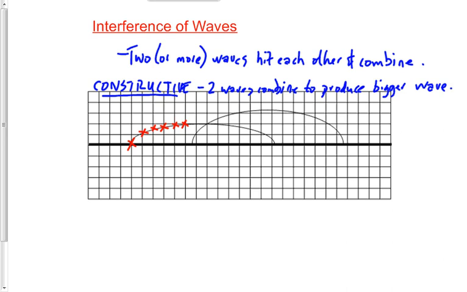Now, take a look at the next one. We have one wave that's 2 blocks above the x-axis, and another wave that's 1 block above the x-axis. 2 plus 1 is equal to what? 3. So we're going to draw a little x 3 blocks above the x-axis. The first one is 2 above, the second one is 1 above, so it's going to be 3 above. Go to the next block. The first wave is 2 above. The second wave is also 2 above. 2 plus 2 is 4 above.